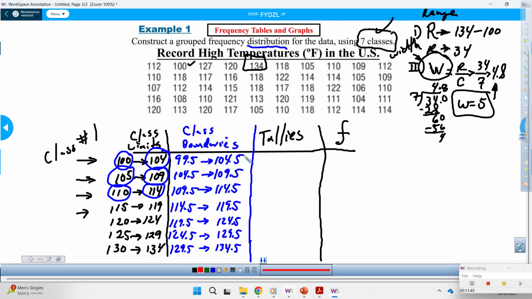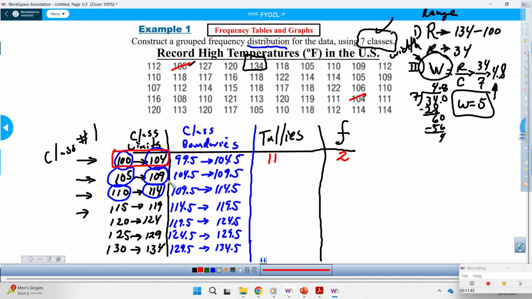So for tallies, we're going to start right now with class 1, from 100 to 104. So let's go column by column. Are there any numbers from 100 to 104? No. How about here? 1. How about here? No. Here? No. Two. So you do 2 tallies and you translate that into a number.